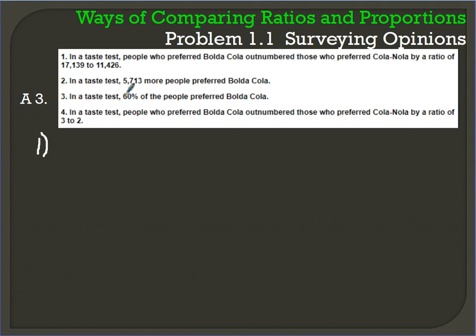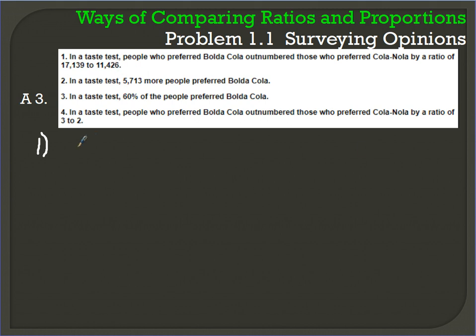So we've got a taste test. People who preferred Bolda-Cola, so we know Bolda-Cola is going to be the larger number of votes, or the one that basically came out on top. Outnumbered, again, that's a comparison statement. So we have more Bolda-Cola votes or preference than the other item. Preferred, outnumbered those who preferred Cola-Nola by a ratio of these 2 numbers.